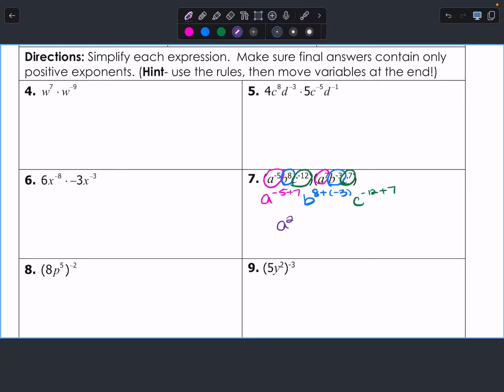So I get a squared, b to the 5th, and c to the -5th. So the only thing that moves is my c. It goes to the bottom. Questions that you guys have?